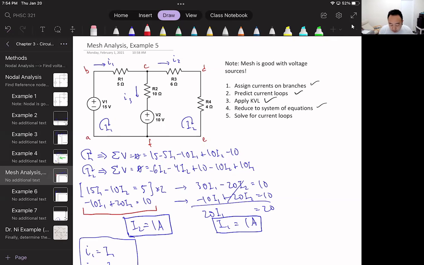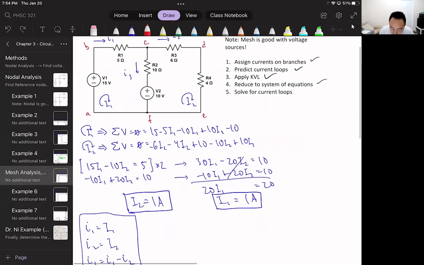What I did was I just multiplied the equation by 2, so I can get rid of the I2 really quickly. It's just a quick trick that I like to do. You can solve it however you want. You can use MATLAB, you can use any other method, but I did it this way so I can start solving the loop currents. So I1, I found to be 1 amp. And for I2, just plugging it back into another equation, I found that it's also 1 amp as well.